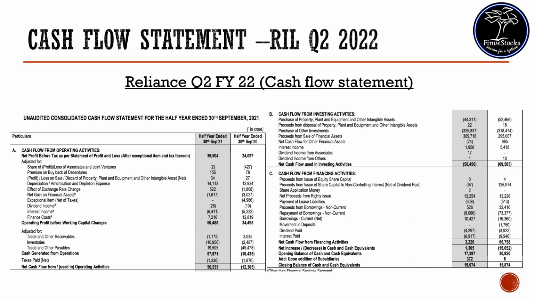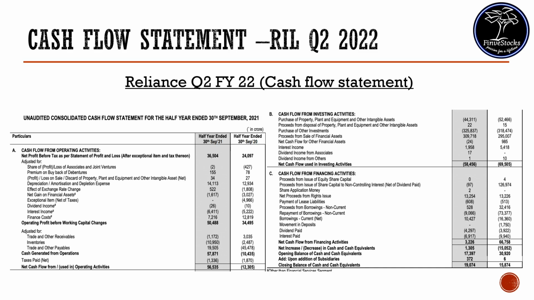And the third one is cash flow from financing activities. The company has generated a cash flow of 3,226 crores from financing activities, which is very less compared to the cash flow generated from operating activities. So if you see the overall net cash flow, it is around 19,074 crores. So that is positive for Reliance.